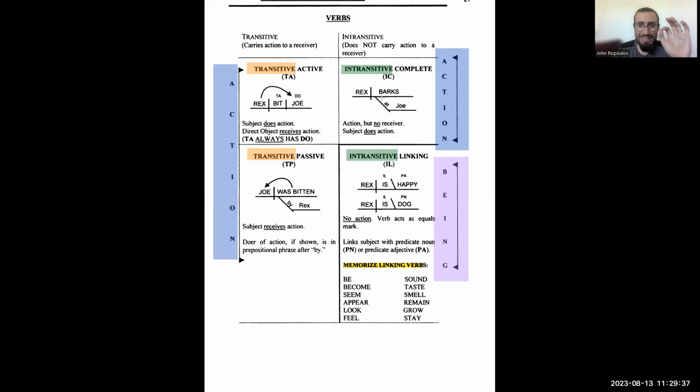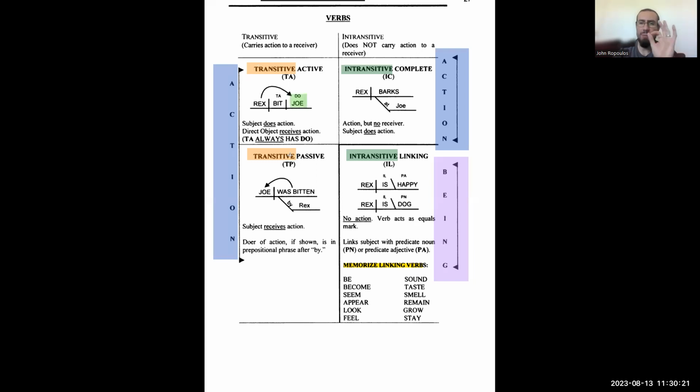What we're going to first look at in detail is the transitive active verb. This is by far the easiest to understand. If we look at the example, Rex bit Joe. Who or what did Rex bite? Joe. This is called the thing that's receiving the action. Notice we have an arrow here that goes from Rex to Joe. There's an action, and there's a doer of the action. Who's the doer? It's Rex. And what action is he doing? Biting. Who is he biting? Joe. So Joe is what's called the direct object.